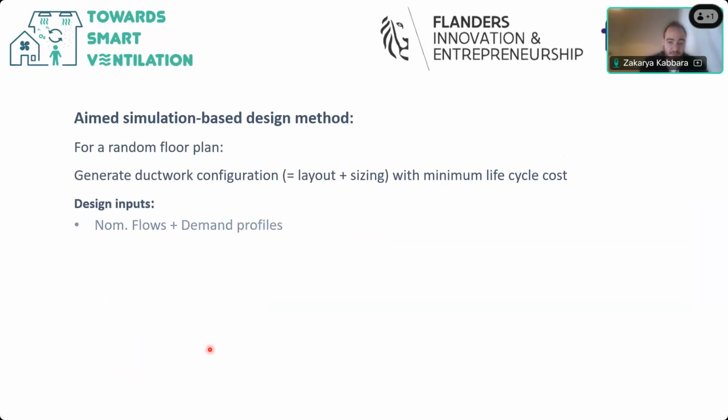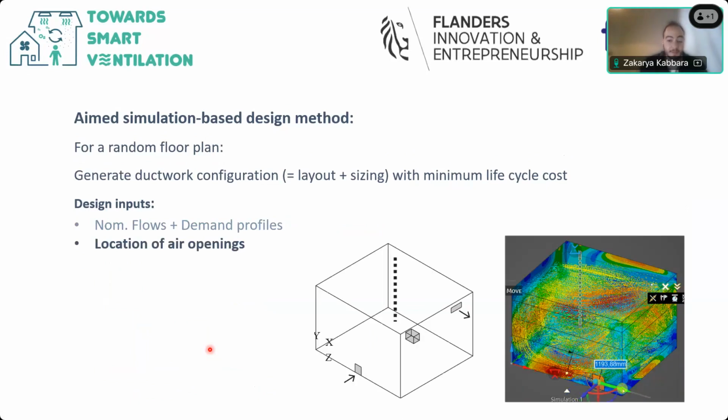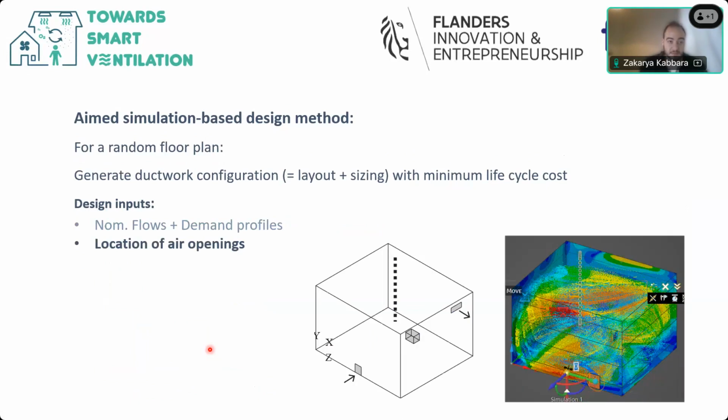The second input I would like to talk about is the location of air openings. So the location, we assume here that the location of the air openings to be known. We recognize that the location of air openings can impact the ventilation effectiveness.